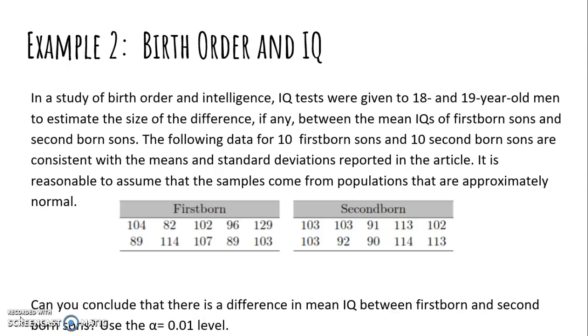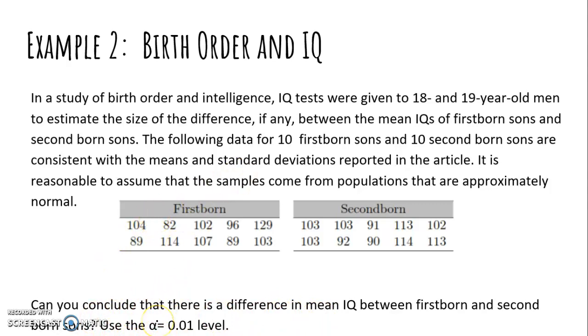Example 2, birth order and IQ. In a study of birth order and intelligence, IQ tests were given to 18 and 19-year-old men to estimate the size of the difference, if any, between the mean IQs of firstborn sons and secondborn sons. The following data for 10 firstborn sons and 10 secondborn sons are consistent with the means and standard deviations reported in the article. It is reasonable to assume that the samples come from populations that are approximately normal, and then they give the sample data, firstborn, secondborn. Can you conclude that there is a difference in the mean IQ between firstborn and secondborn sons?